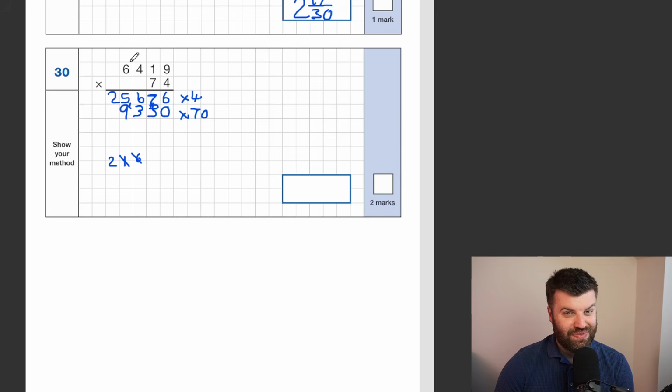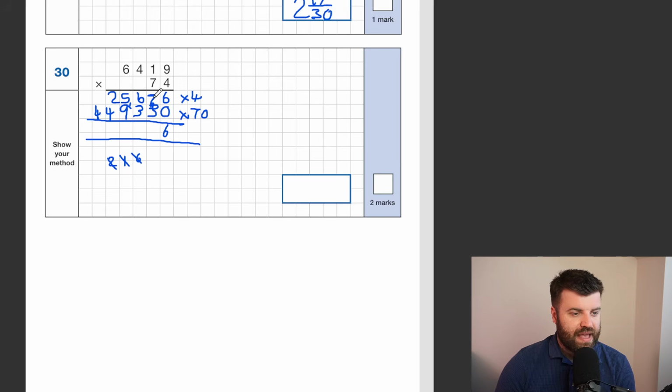7 times 6 is 42. All these tricky times tables. It's no wonder it chose 7. 7 6s are 42, plus the 2 is 44. So I've remembered all my exchanging, and now at the end, I need to add this up really carefully. This is a huge question. Loads of times tables and adding at the end.